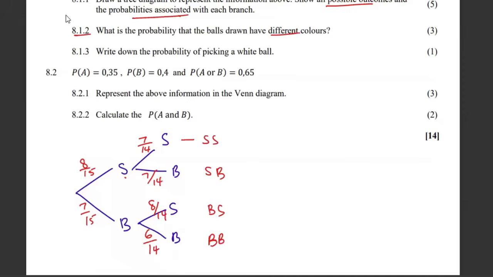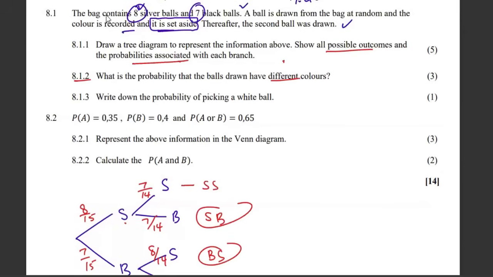So for different colors, we have silver black and then black silver. So it's going to be 8 over 15 times 7 over 14 plus 7 over 15 times 8 over 14. So we multiply those two, plus them together. So it's the same as 8 over 15 times 7 over 14, I'll just say times 2. So this gives me 8 over 15.